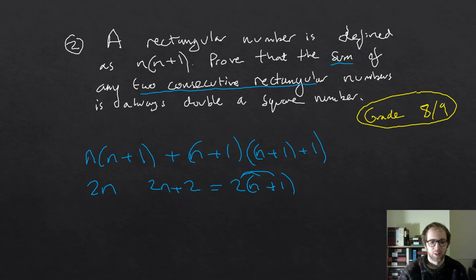Okay. Ignoring this guy for now. We've written these guys out. So we've got the sum of two consecutive rectangular numbers. And now, so that's step 1. Now we want to see how we can show that it's always double a square number.